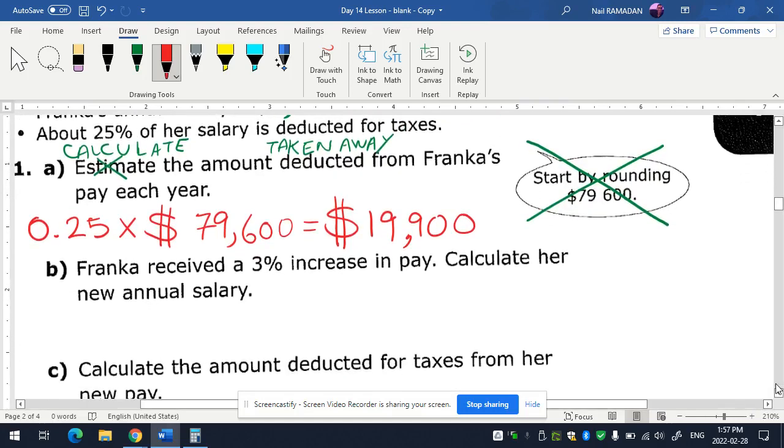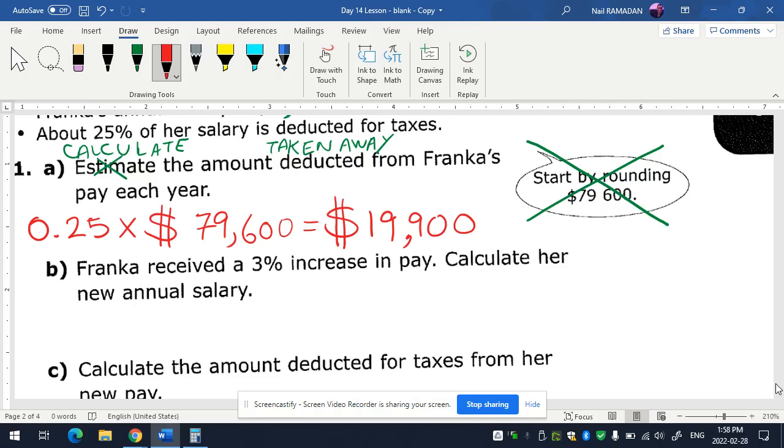However, she received a 3% increase in pay. Calculate how much that increase is, and then add that to the salary to get the new annual salary. Okay. Question here. Everyone, listen up. Do you think that 3% is of her salary before taking the taxes from it or after? Always before, everyone. Always before.